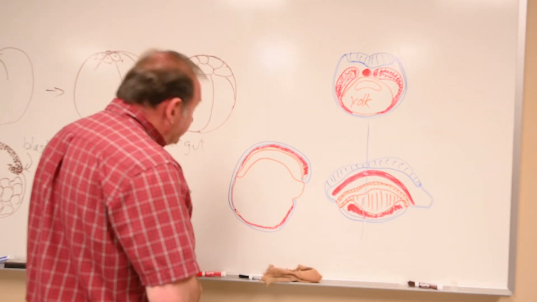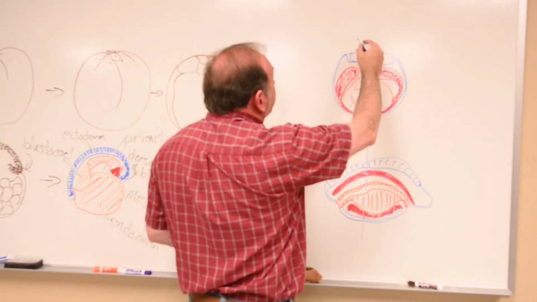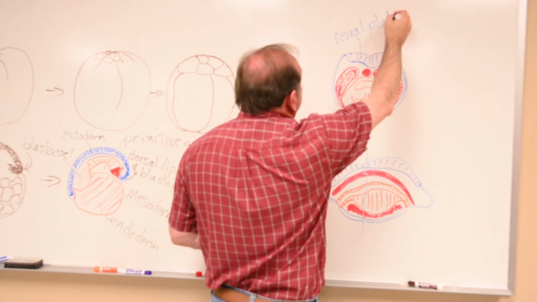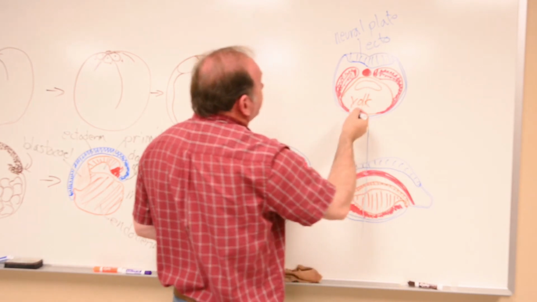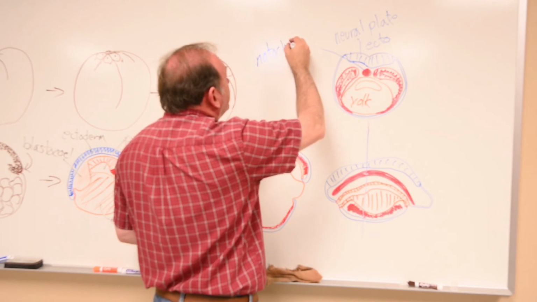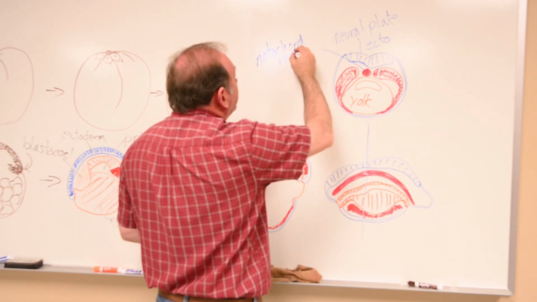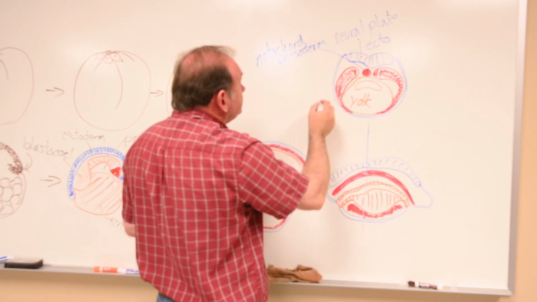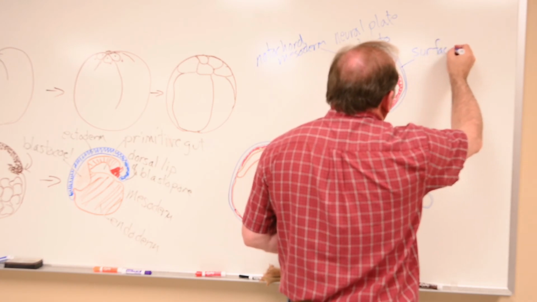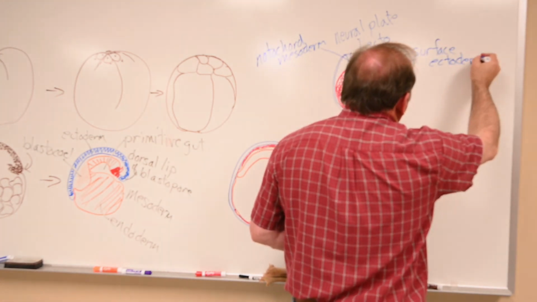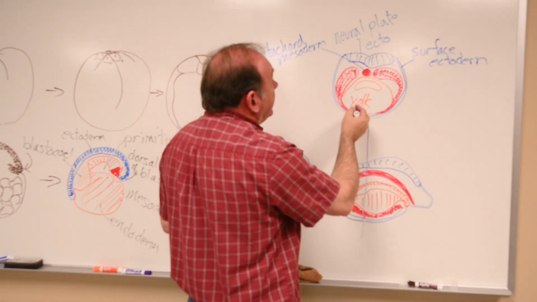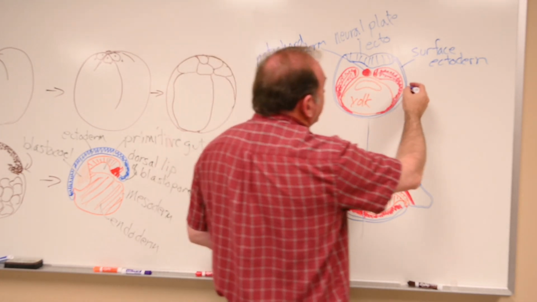So let's label a few things in this drawing before we leave it. There's neural tube ectoderm, should say neural plate at this stage, I guess. Ectoderm is going to form a neural tube. There's notochord mesoderm. There's surface ectoderm here, and that goes all the way around to the neural plate on the other side. The lateral mesoderm, we call this.